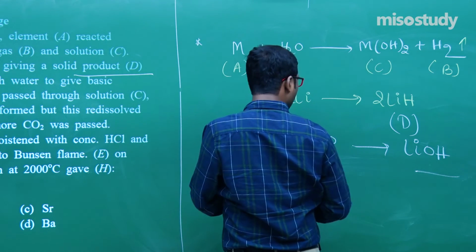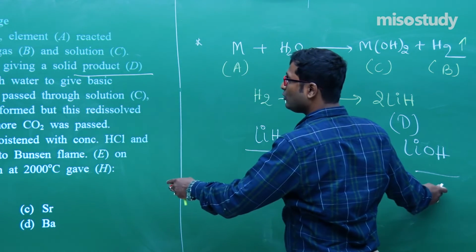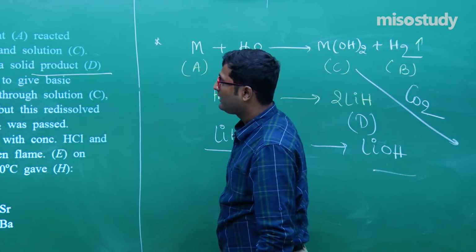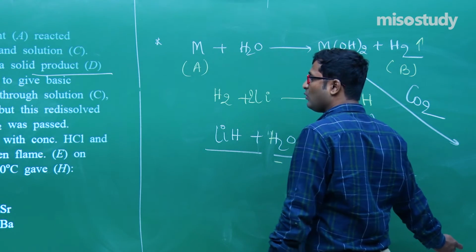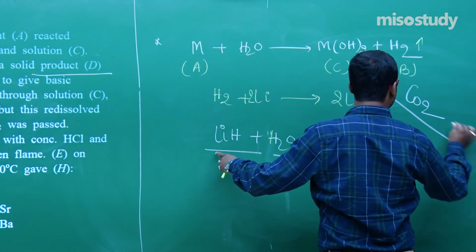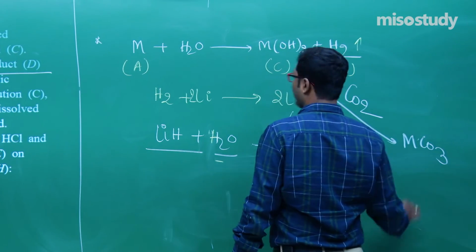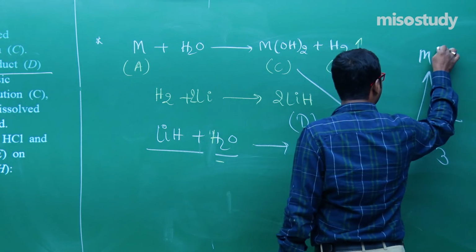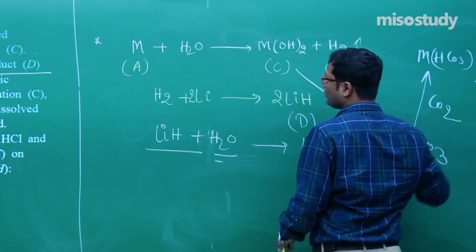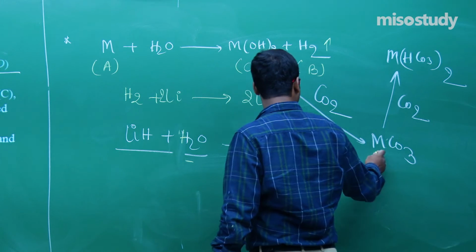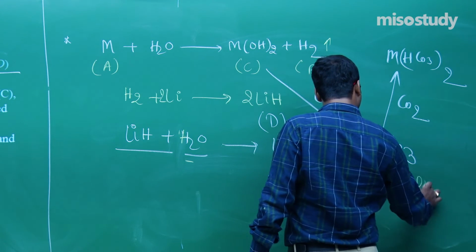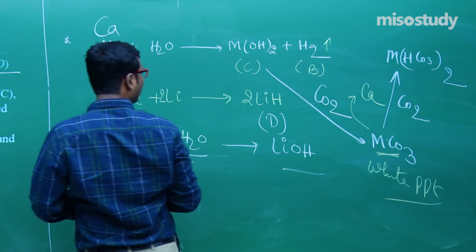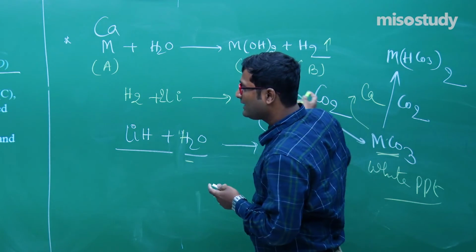When CO2 is passed through the solution, an initial white precipitate was formed, and definitely it gives MCO3, and when more CO2 is passed, it gives M(HCO3)2. Clear to you? Now the question comes here, white precipitate, and as we know, white precipitate is of calcium, so the metal M is calcium. Clear?